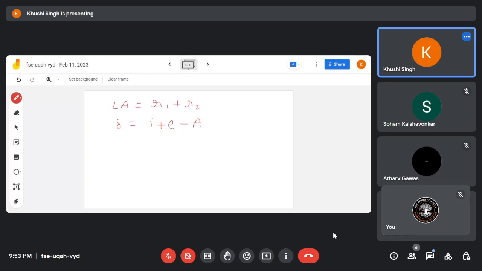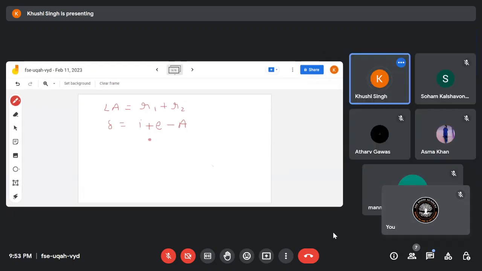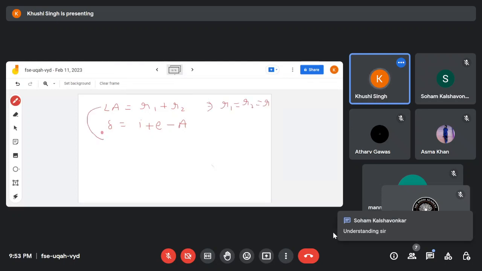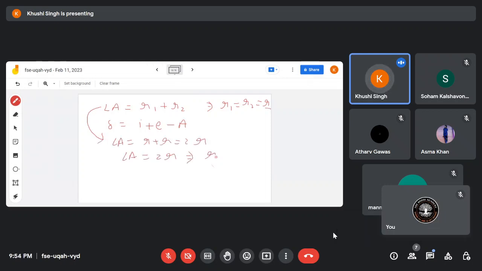Okay, next. So I am taking my assumption that R1 equal to R2 equal to R. So this equation will become, my angle A will become R1 and R2, they are the same and equal to R. It will become R plus R, that is 2R, right? So my angle A is equal to 2 times R. That implies my R is equal to angle A by 2. Right? I have got my R.